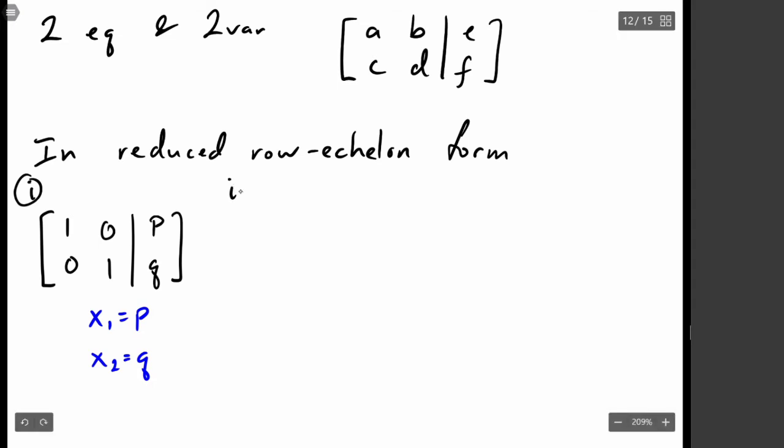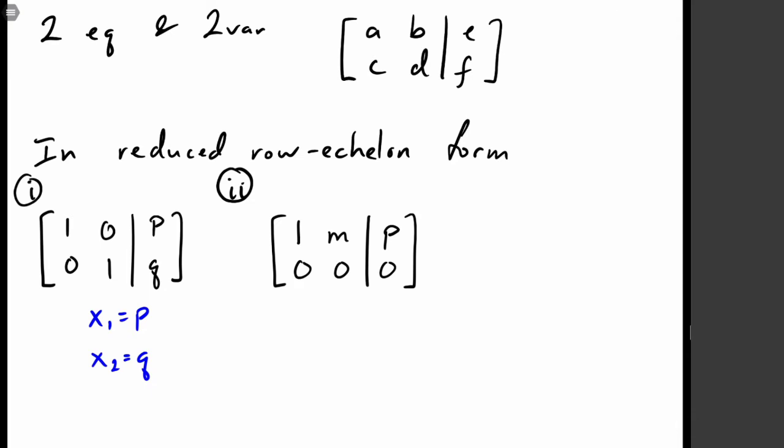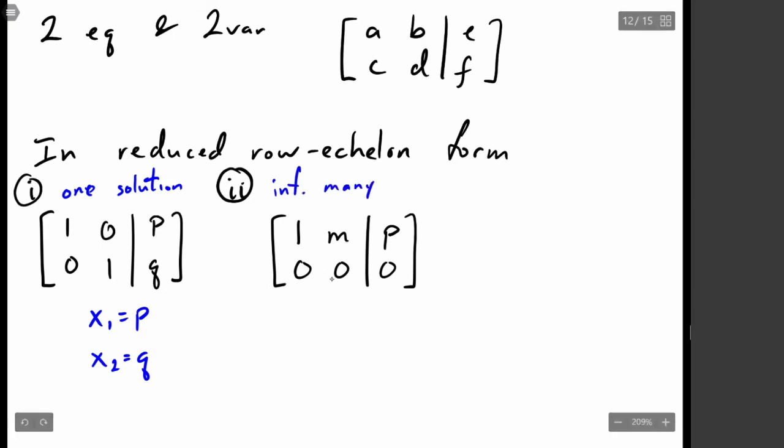Another possibility that you could have is something like this. You could have 1, m, p, 0, 0, 0. This one over here was one solution. This one here is going to be infinitely many, when you have this row of all zeros here.